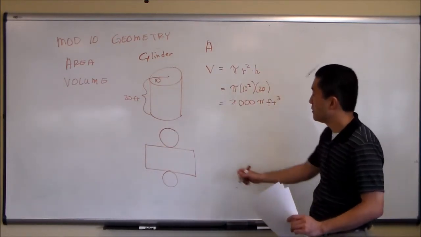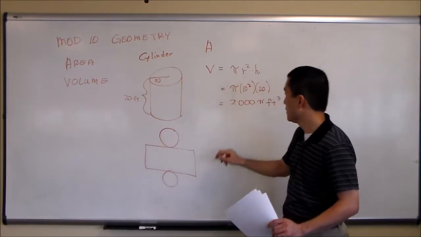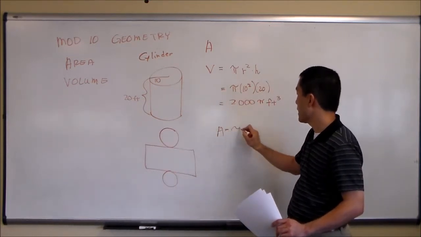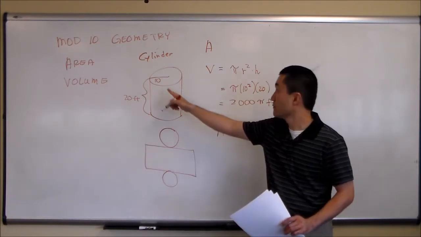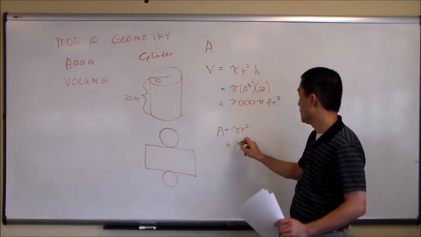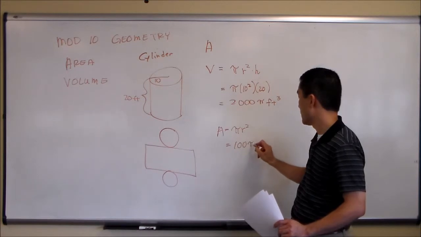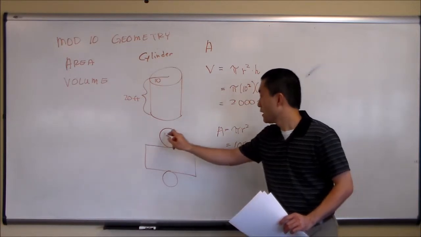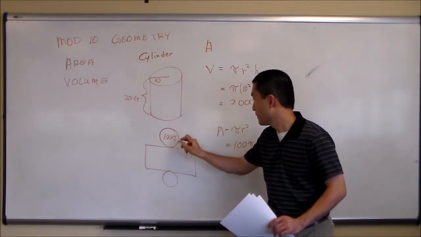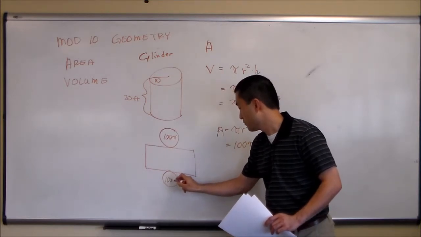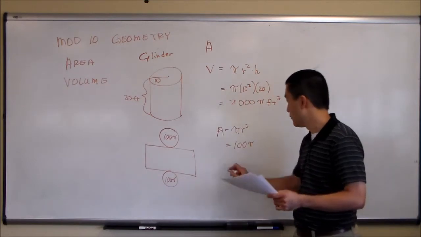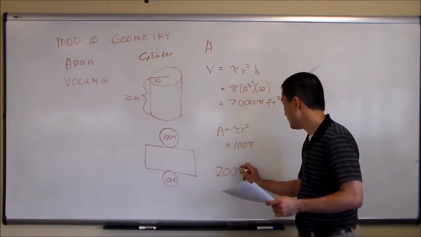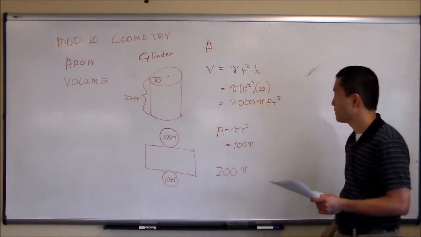So let's do the circle first, which is pi r squared. We already know the radius to be 10. So this would be 100 pi. 100 pi. So for the area for the circles, it would be 200 pi.